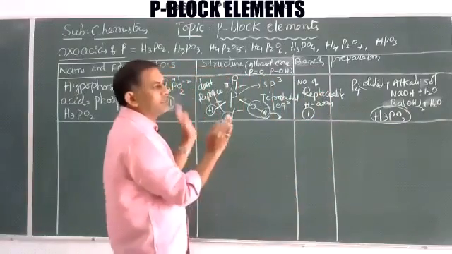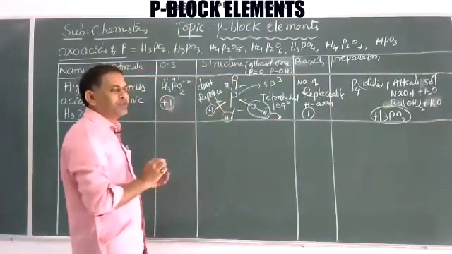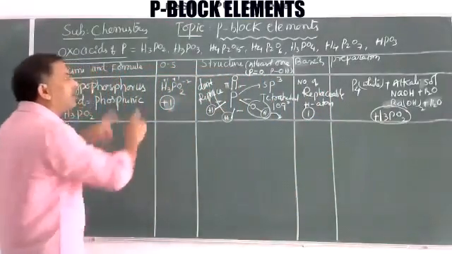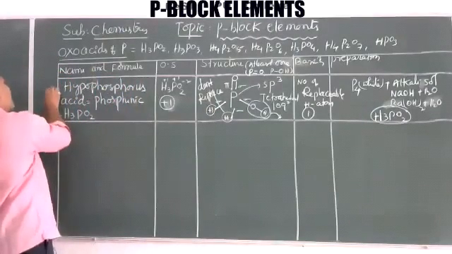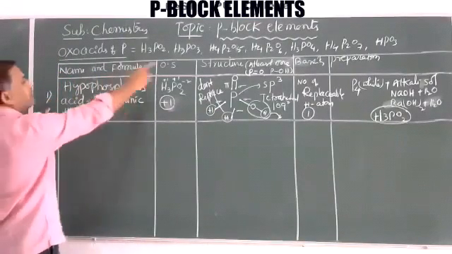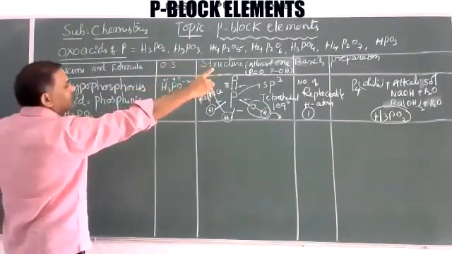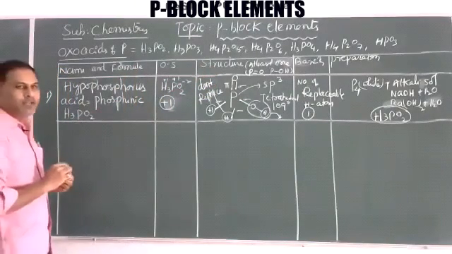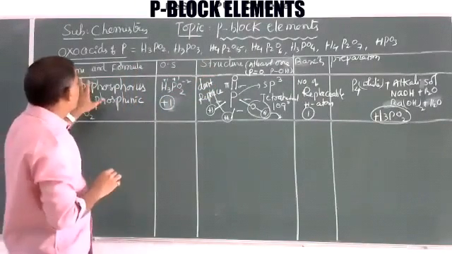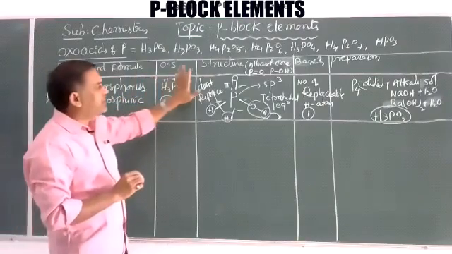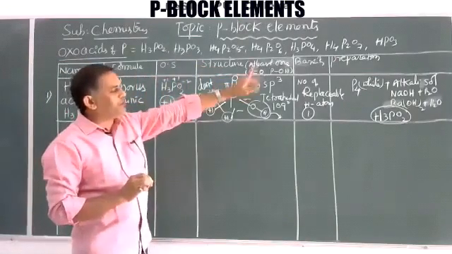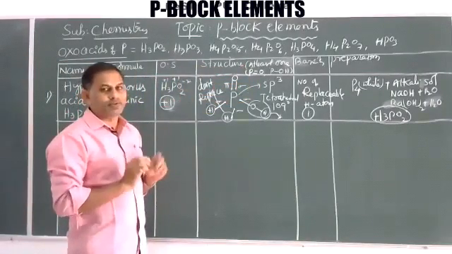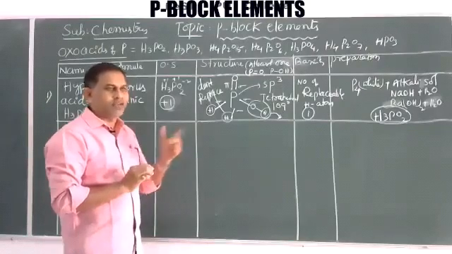Clear? What are the reagents we are using? What is the product obtained? Like this, we can write all the remaining 6 oxoacids of phosphorus. Clear? One is name and formula, oxidation state, structure, basicity and preparation method. Very, very important.